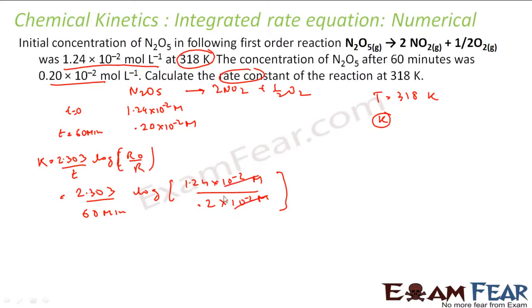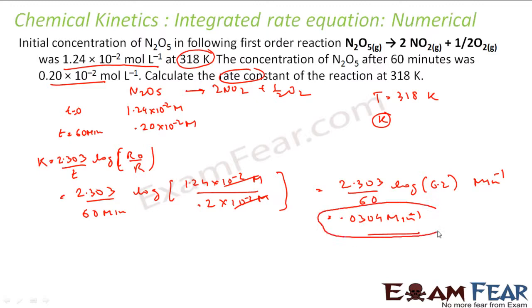This gets cancelled. This gets cancelled. This becomes log of 6.2. Right? This is 2.303 by 60 log of 6.2, and the unit will be per minute. You solve this, you get 0.0304. So that means this is my K. Just simple application of the formulas. Most of the numericals we will see here, we will just apply the formulas which we have derived.